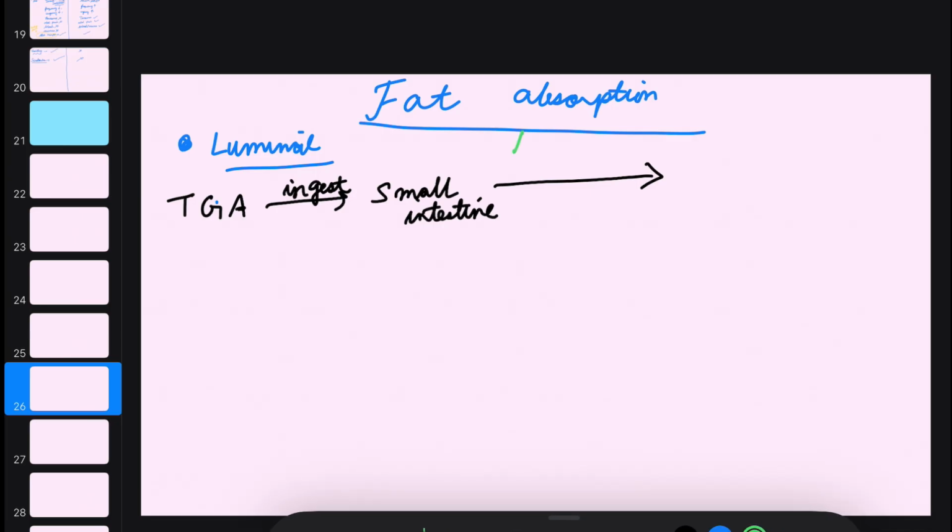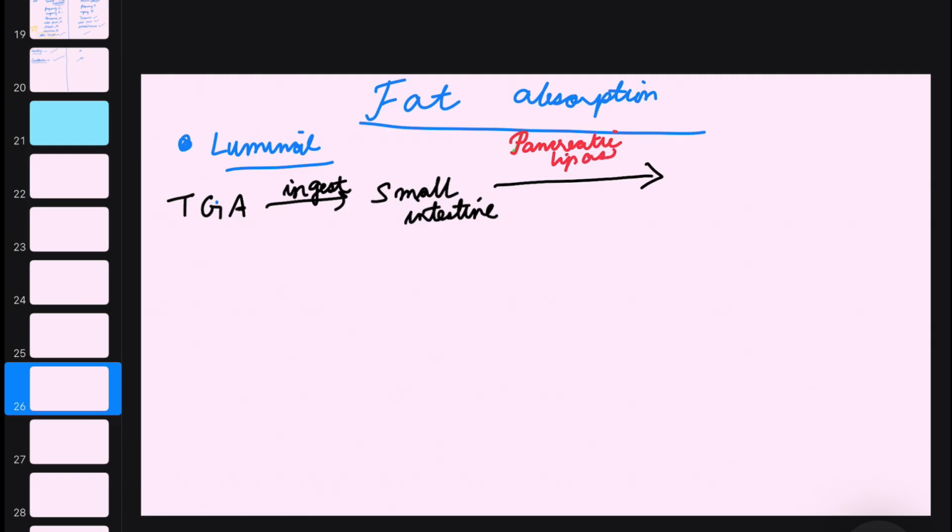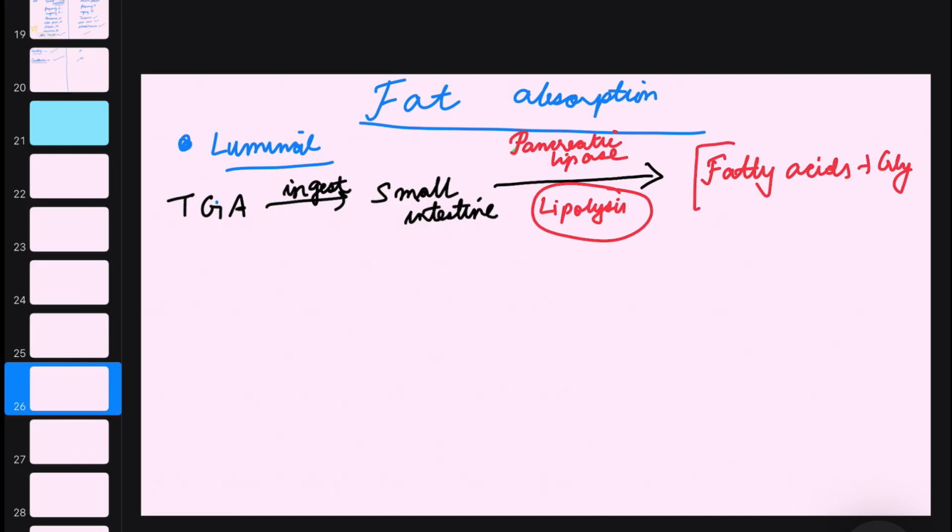Let me use a bold color. Pancreatic lipase. Pancreatic lipase will act, leading to something called lipolysis, thus breaking down these triglyceric acids into fatty acids and glycerol. Glycerol, as far as our discussion is concerned right now, is not that important. Fatty acids, on the other hand, mighty important. Mighty important.